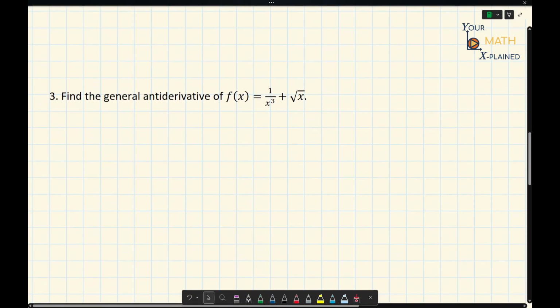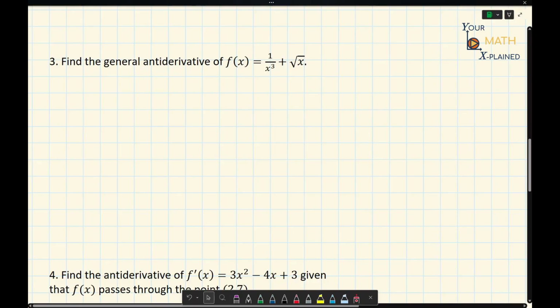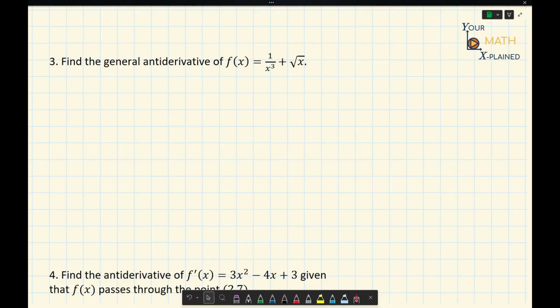Moving on to the next example, for this one, the first thing we need to do is rewrite this function so that the terms are in the form x to the power of n. So we get f of x is equal to x to the power of -3 plus x to the power of 1/2. And now we can use the formula from above to find the antiderivative.